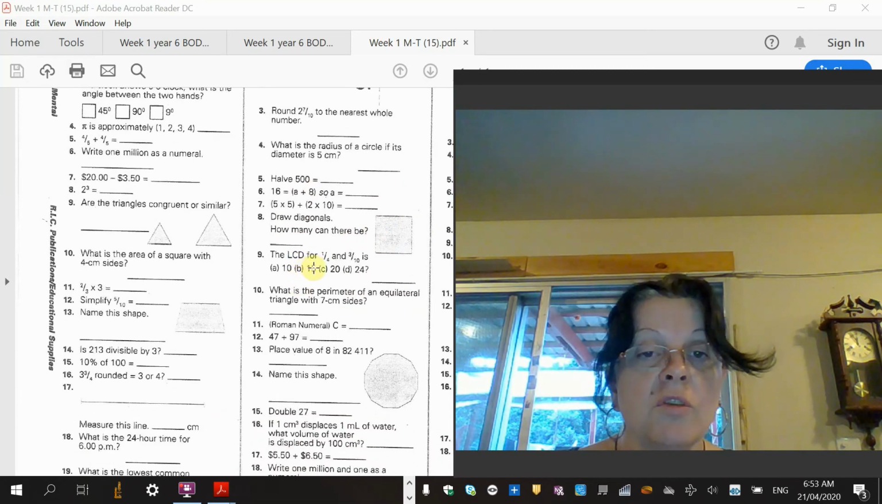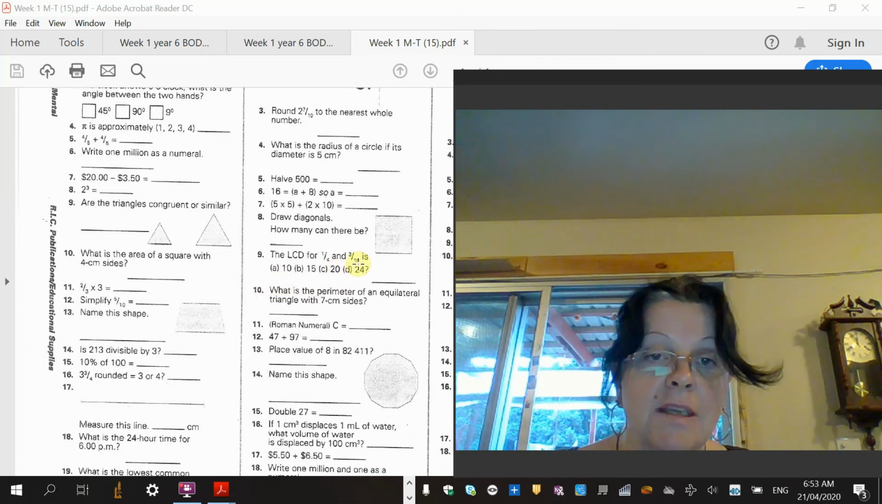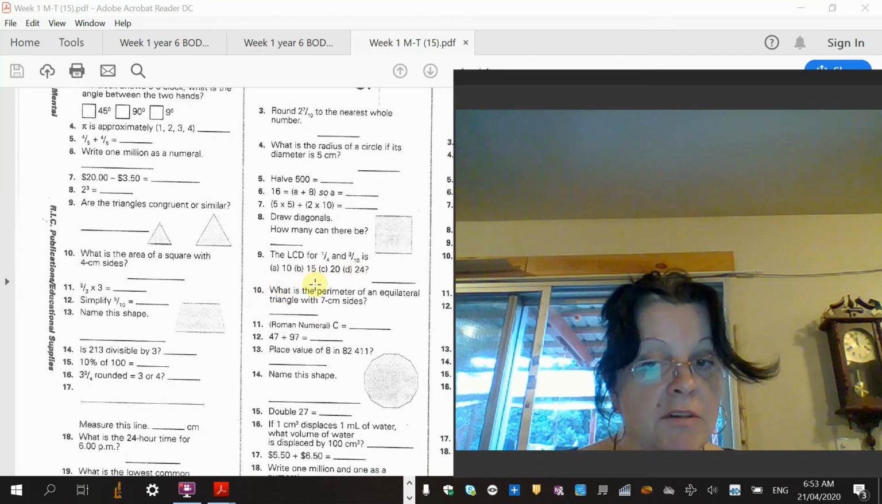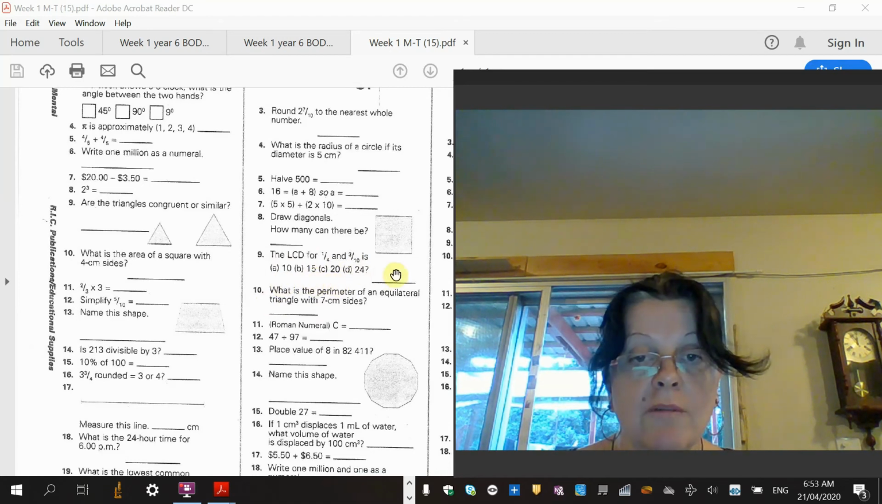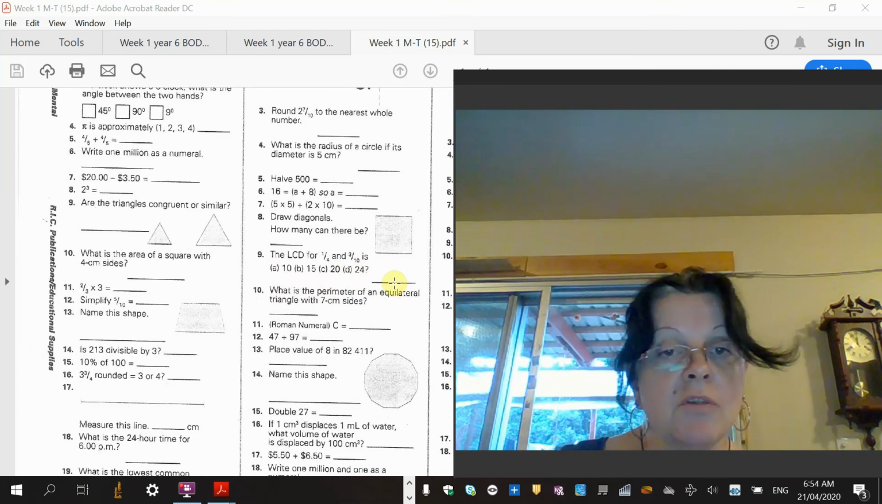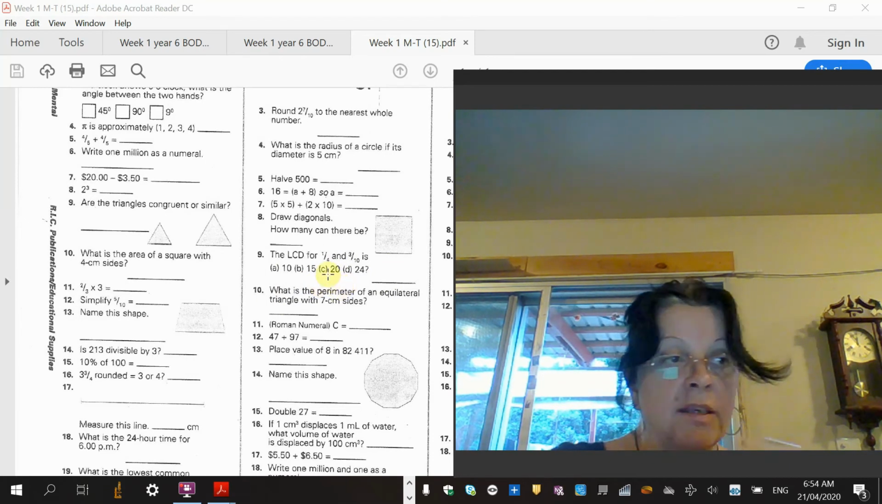The lowest common denominator for 1/4 and 3/10 is 10, 15, 20 or 24. So it has to be the lowest number and a number that both 4 and 10 fit into. Can they both fit into 10? Can they both fit into 15, 20 or 24? So write your answer there. And of course 4 can't go into 10, 4 can't go into 15, 4 can go into 20. So the question is, can 10?